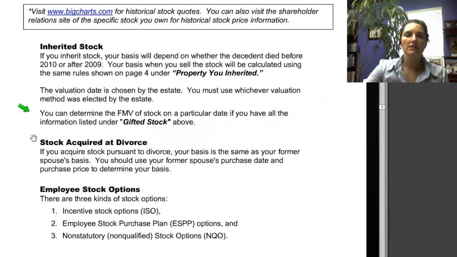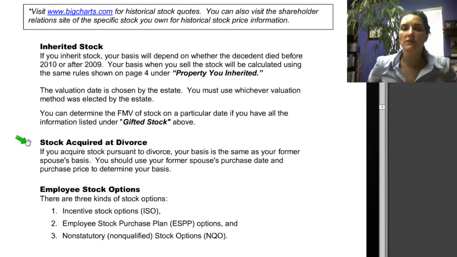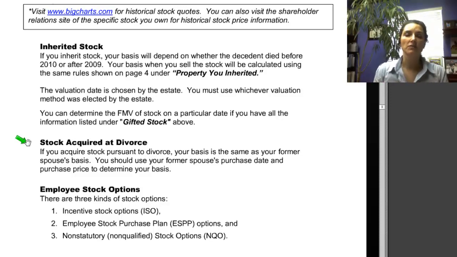So back to our manual. Stock acquired at divorce. If you acquire stock pursuant to divorce, your basis is the same as your former spouse's basis. You should use your former spouse's purchase date and purchase price to determine your basis. So what this means is there's no gain or loss on the transfer of stock between a husband and wife at the time they're married or in the process of getting divorced. So if as a part of a divorce you get stock that was purchased by your spouse, your cost in that stock is whatever your spouse paid for that stock. Or if that stock was gifted to your spouse, then you'd look to the gift rules that apply to your spouse at the time that gift was received.